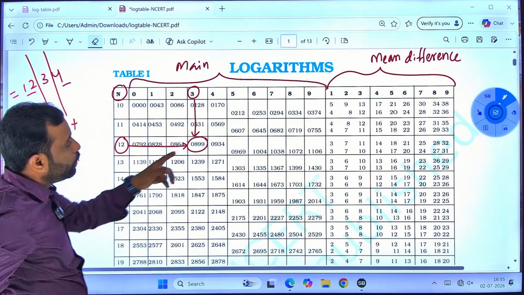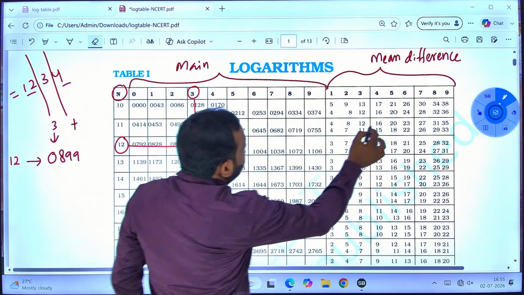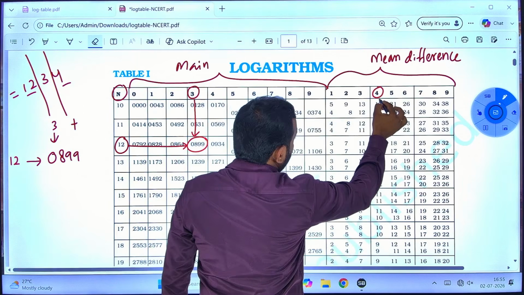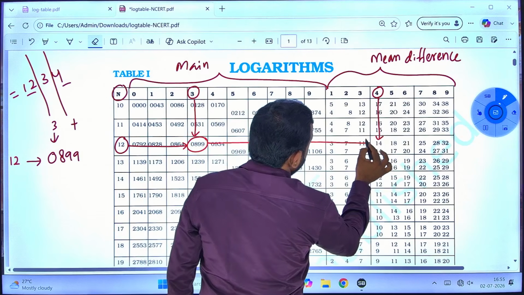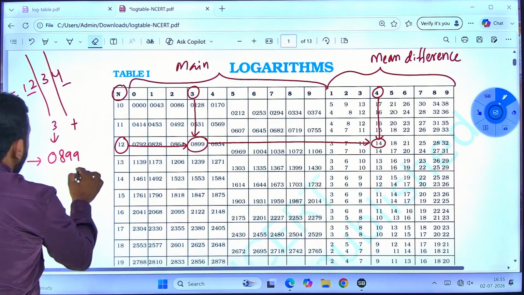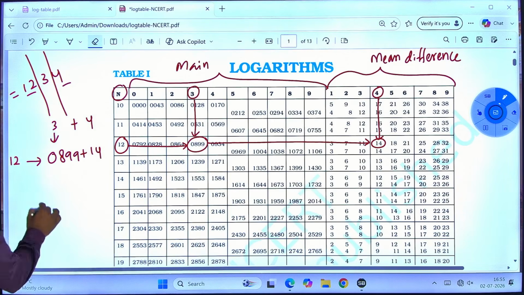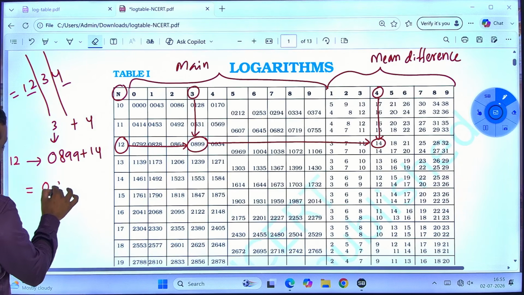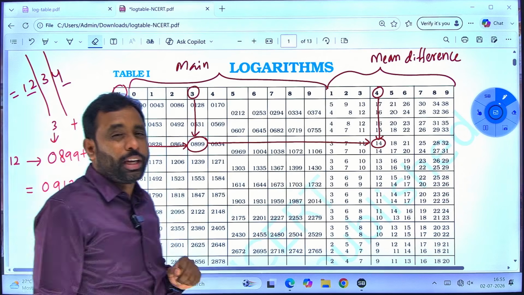Next, the fourth digit. Where to find it? We have to find it from the mean difference. For 12, the mean difference for 4 is 14. Add this to the number 0899. What will we get? 0913. So this is the value you are getting.